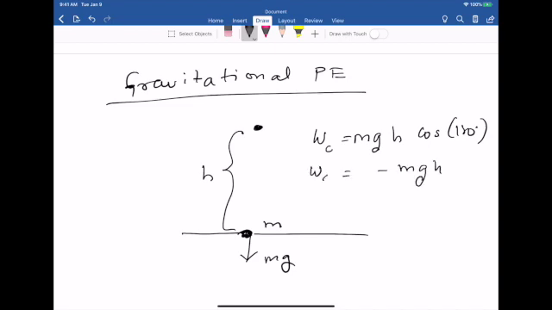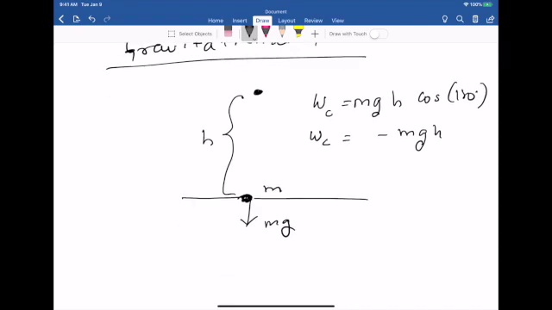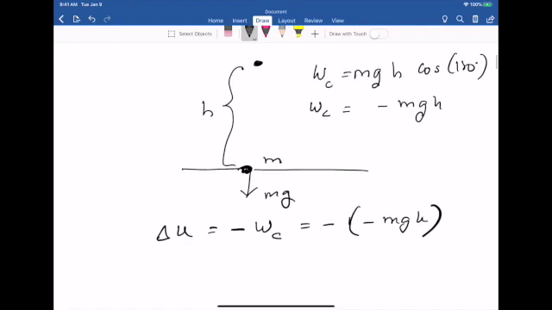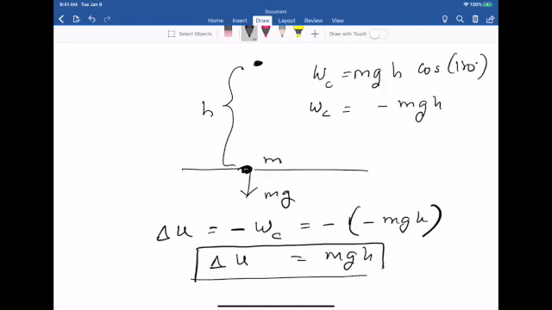So now we can easily figure out the change of potential energy of the object. So delta U is going to be minus W_C from the definition of potential energy. And so you can just plug in minus of minus mgh. What does that come to? It's going to be positive mgh. So you can see that the change of potential energy as an object is lifted through a height h is equal to mgh. And this is the formula for gravitational potential energy, right?